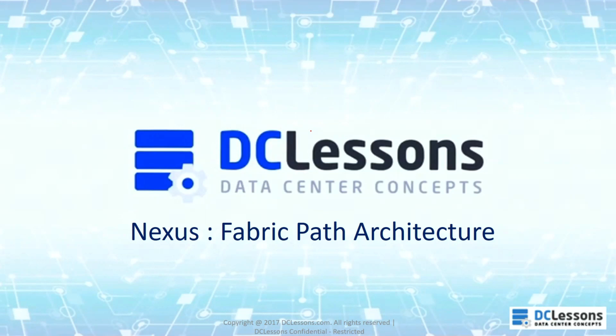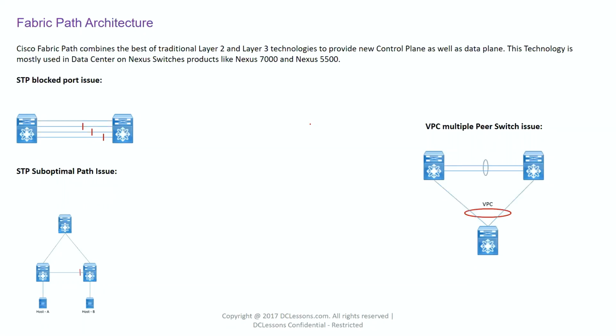Today we are going to learn Nexus FabricPath architecture. So in this Nexus FabricPath architecture, it combines the best of traditional layer 2 and layer 3 technologies, right? And it provides a new control plane as well as a data plane. Now this technology is mostly used in Nexus 7000 and Nexus 5500 switches.